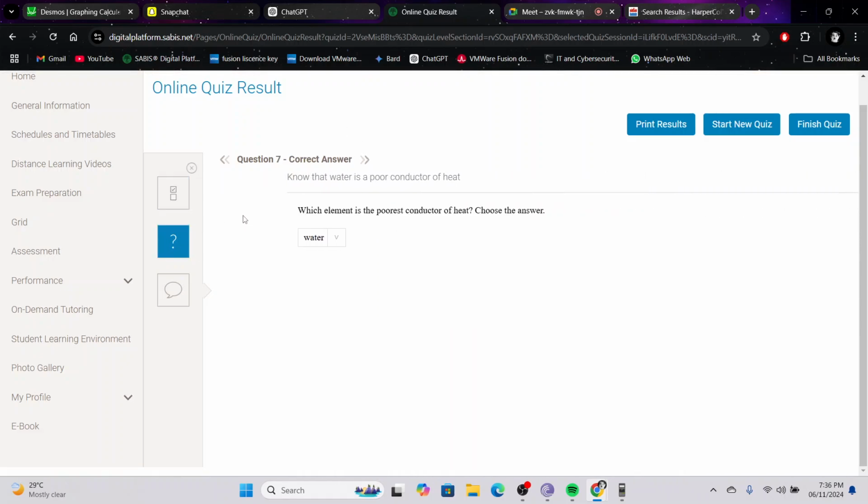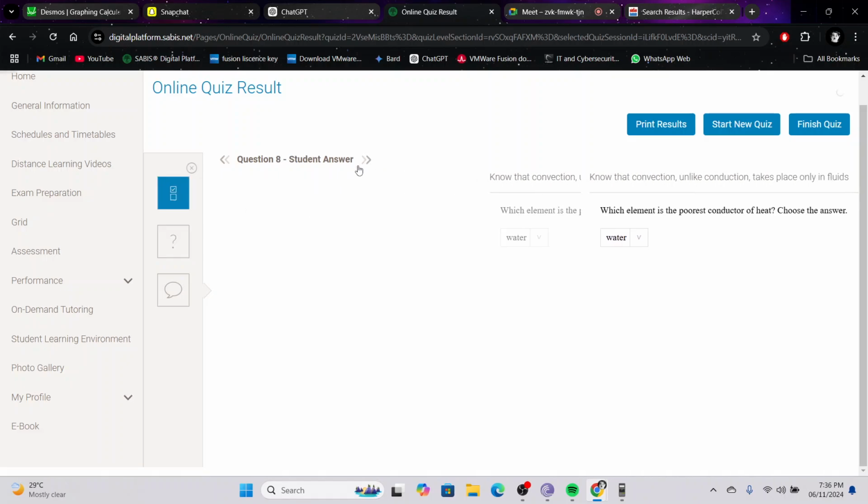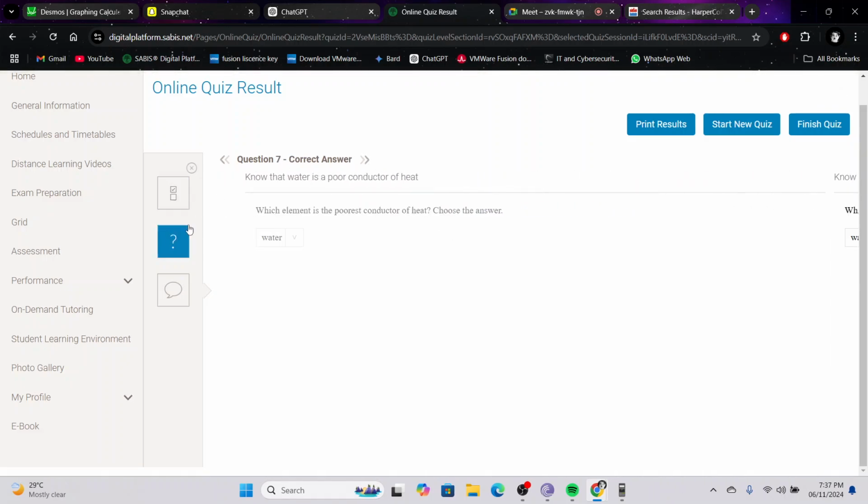Okay, question seven. Which element is the poorest conductor of heat? Choose the answer. Now, you have in the options other conductors, and you have water and fiberglass. For some reason, for me, they were put right next to each other, so like a misclick. But keep in mind that water is poorer than fiberglass. Fiberglass will still conduct heat, but water won't as much. Water is a very bad conductor. Another point, water is the best insulator. Exactly, which is the poorest conductor.